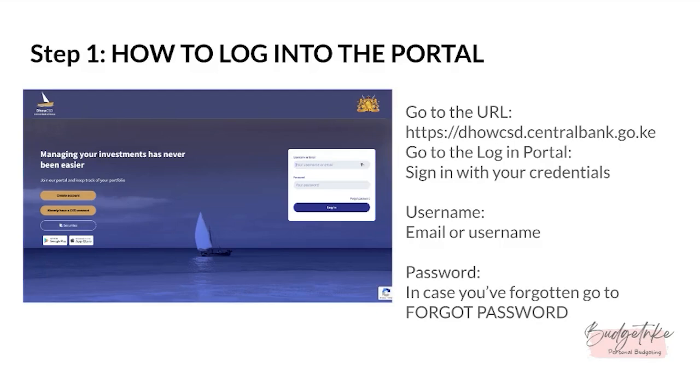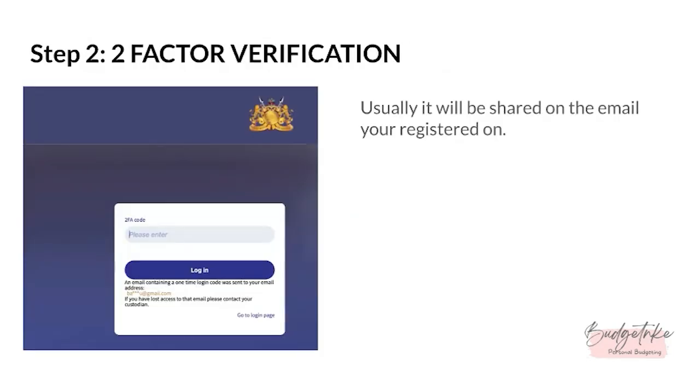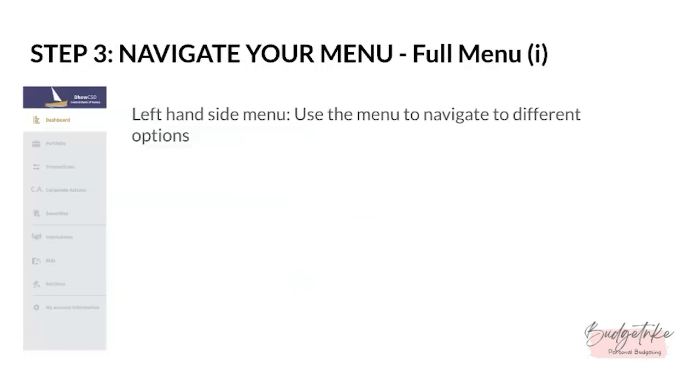So you need to go, of course, to the URL, go to the login and sign in with your credentials. And your credentials, as always, are your username or email, and then password. In case you've forgotten, you go to forgot password. Pretty easy. And I'm speaking from the point of you already having your account active. Then the two-factor verification, usually it will be shared on email, the one that you're registered on. You put it here, press login, and it will log you into the portal.